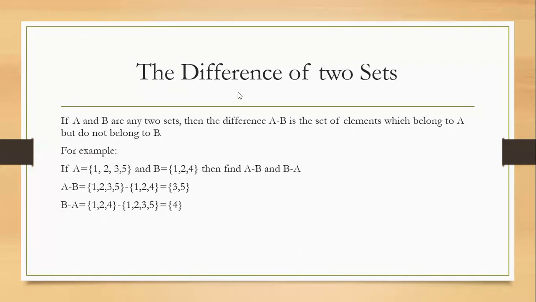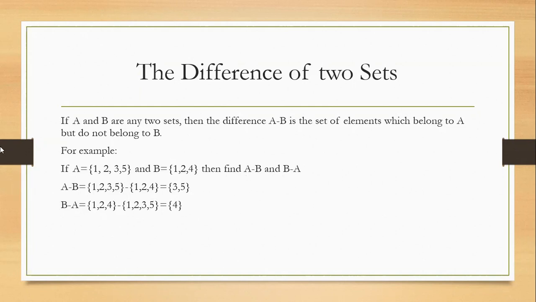Now, let's discuss the difference of two sets. If A and B are any two sets, then the difference means finding A minus B. Then the difference A minus B is a set of elements which belong to set A but do not belong to B. For example, if A contains elements 1, 2, 3, 5 and B contains the elements 1, 2, 4, then you have to find A minus B or B minus A.